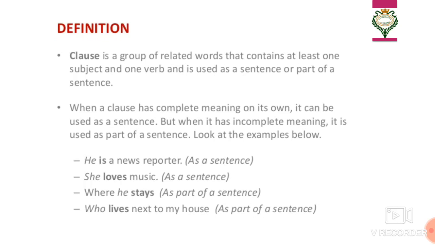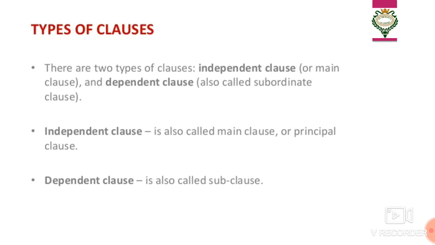Now, depending upon this, we can say clauses are of two types. Independent clause, the one which has complete meaning of its own, and dependent clause. That is, it depends on something else to form its meaning. Independent clause is also known as main clause or principal clause, and dependent clause is also known as subclause.